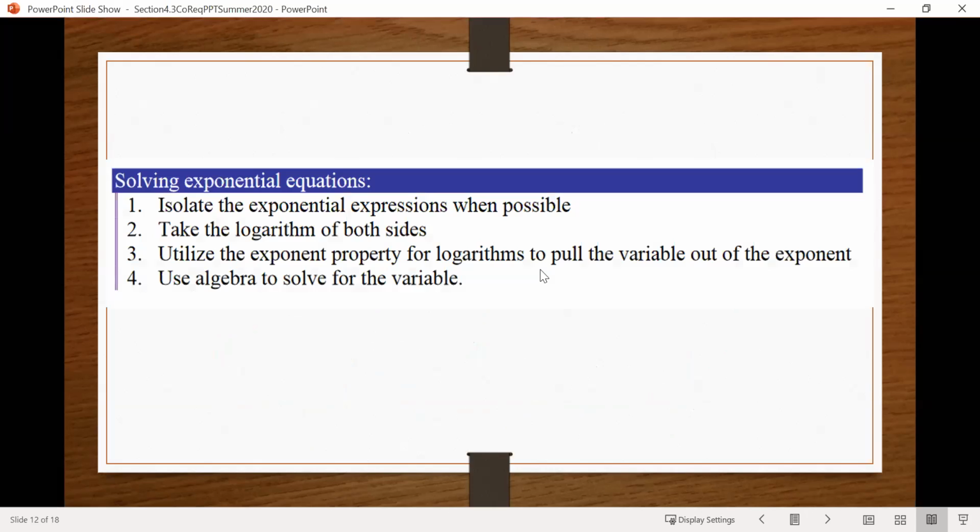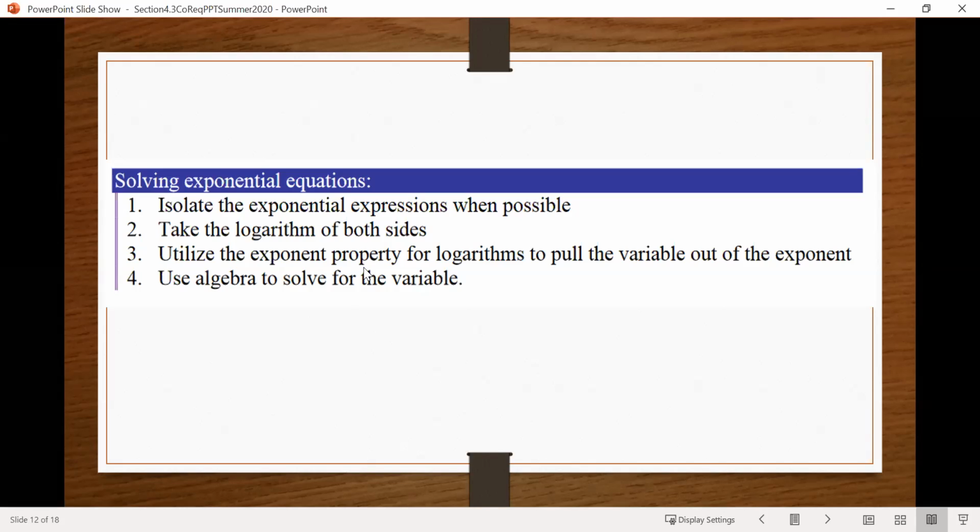So we're going to get into solving some exponential equations, but before we do that, I just want to go over a general approach to these problems, a way to attack any of them. The first step is to isolate the exponential expressions when possible. Once you've done that, take the logarithm on both sides, and generally you'll be using the common log, the log base 10, but sometimes you might use ln. Then you utilize that exponent property for logarithms to pull the variable out of the exponent, and then use algebra to solve for the variable.